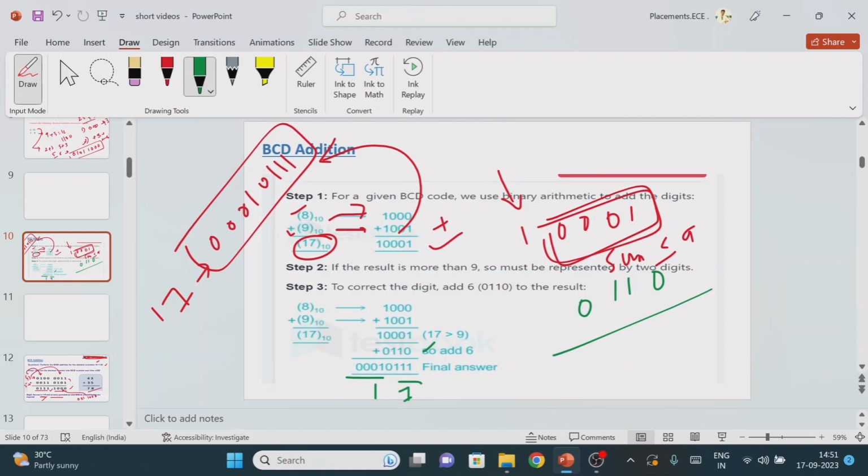You need to remember: sum less than or equal to 9, carry generated, what should be done? Sum less than or equal to 9, no carry, what should be done? Sum greater than 9, what should be done?